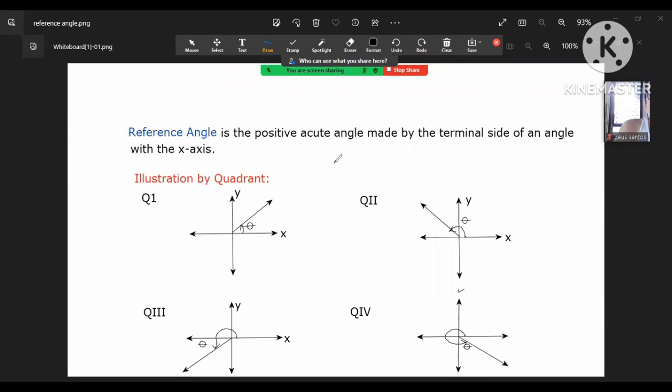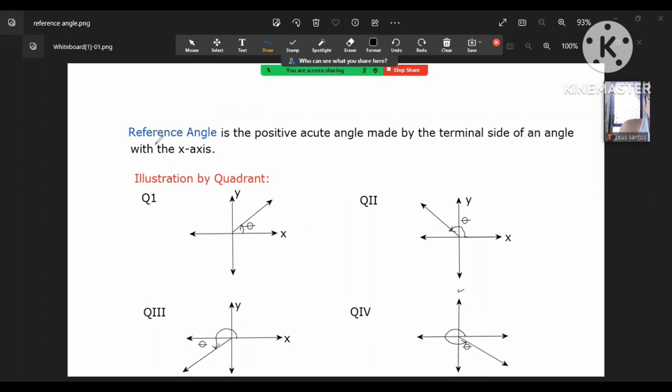Okay, welcome to UP Math and welcome to my first topic in trigonometry, the reference angle. Now, ano ba ang reference angle at saan ito ginagamit? So, the reference angle can be used to determine the trigonometric function value of an angle without using a calculator.